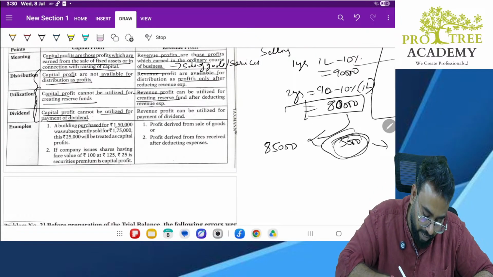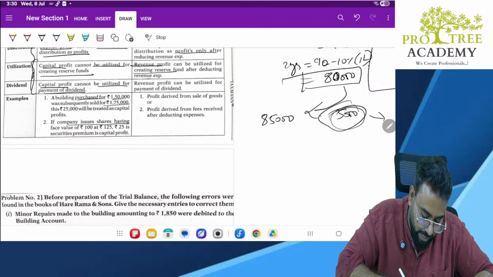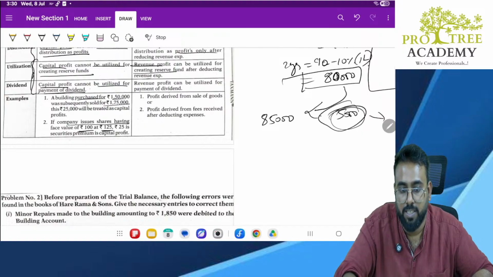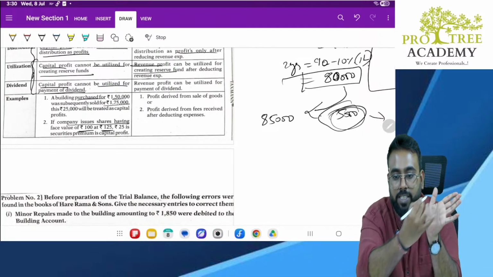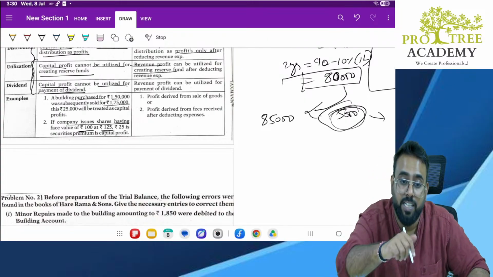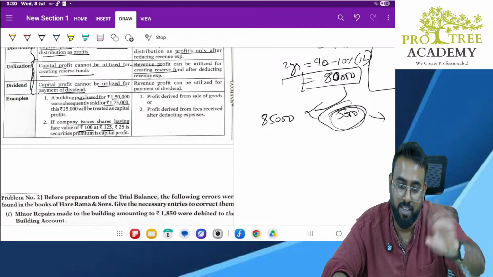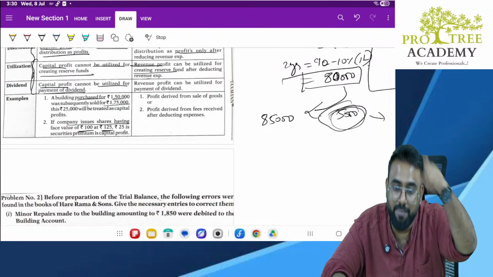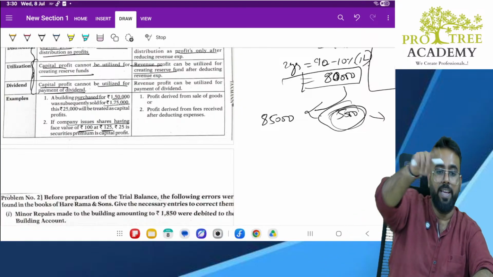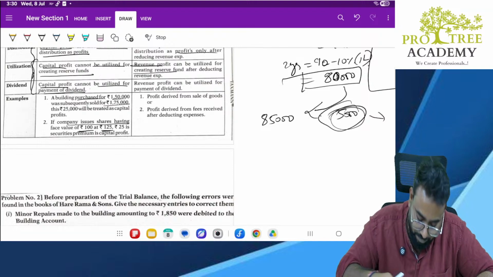A building purchased for 1.5 lakh, sold for 1.75 lakh. Clear? A company issues shares having face value of 100 at 125. I am issuing shares. The face value of the share, the value on the share certificate, is 100, but I am issuing it at 125. Am I not receiving extra? But is it my business? I will sell the shares, I will purchase the shares? No, it is my one-time activity. While collecting the money, I am collecting more. Understanding? So it is my capital profit. Clear?